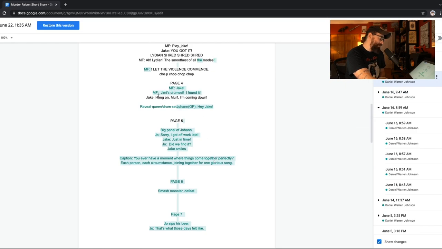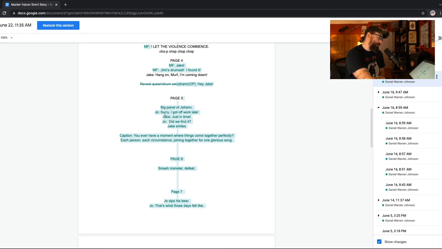Page 4, Jimmy's drum set. I found it. Hang on, Murph, I'm coming down. And then Johan shows up off panel. And I moved the Queen reveal drum set to... Yep, nope, I kept it there.